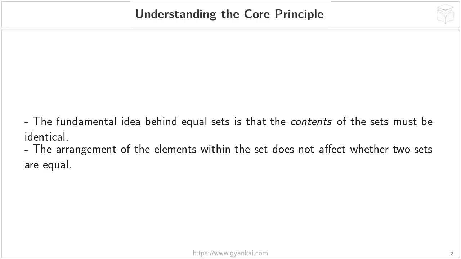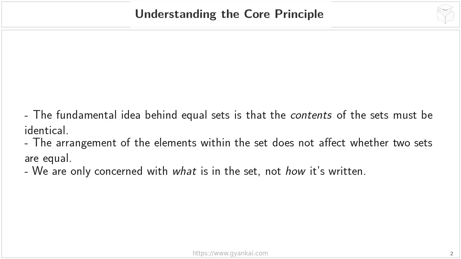Next, it says the arrangement of the elements within the set does not affect whether two sets are equal. Remember, in example 1, we had a set with 1, 2, and 3, and another with 3, 2, and 1. This point reinforces that the order doesn't matter at all. A set is defined by what it contains, not the order in which you write those things down. Finally, it emphasizes that we are only concerned with what is in the set, not how it's written.